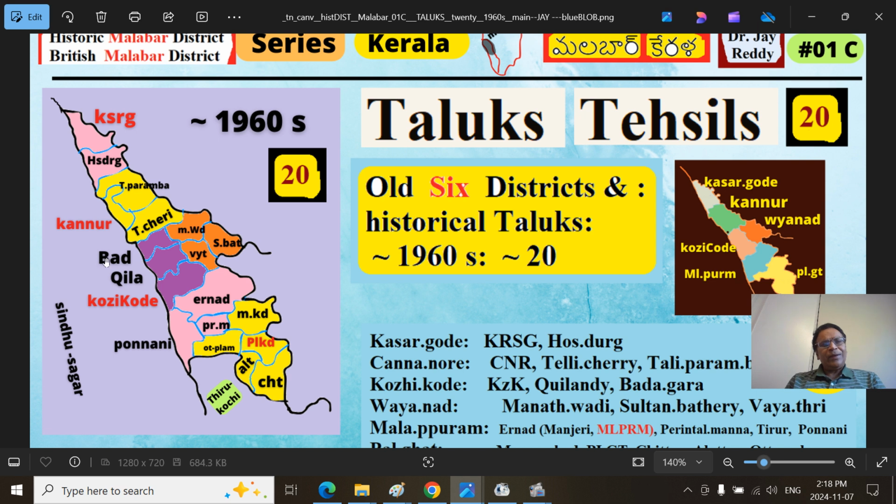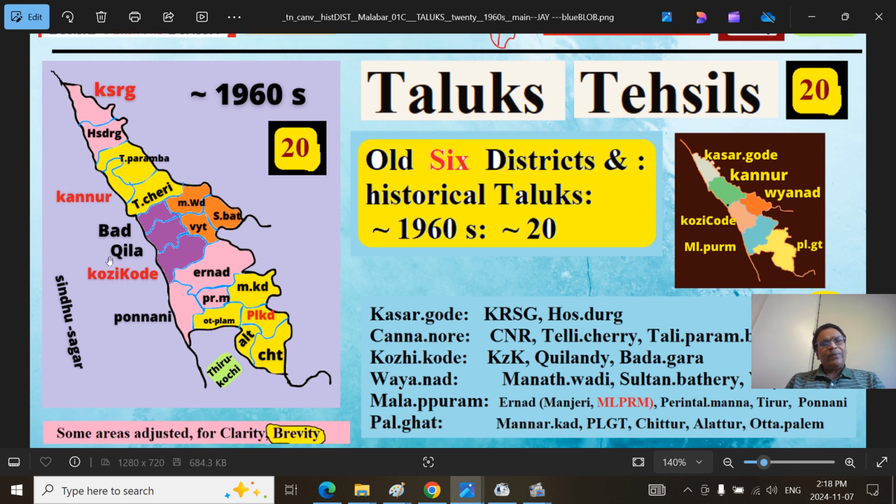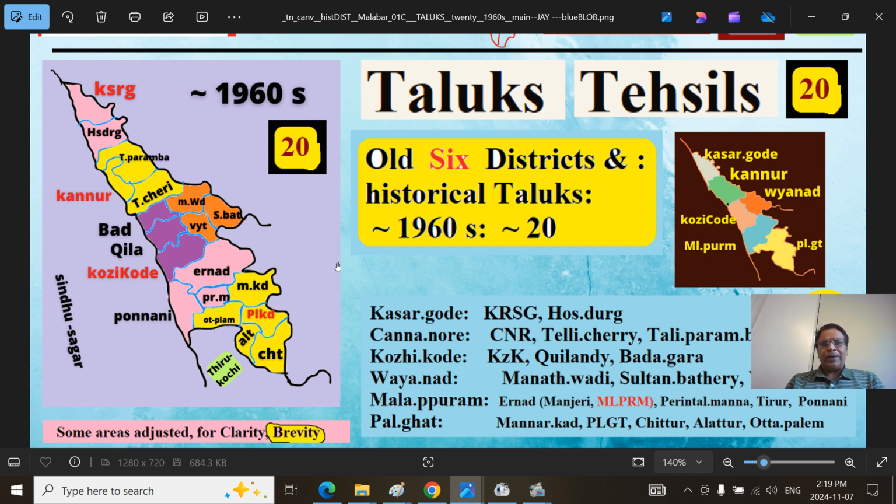That is nothing but Badagara or Vadagara region. Quilandy, of course, this is the Kozhikode, Calicut, that used to be the headquarters of a very prominent trading kingdom for centuries, from 1300 to around 1760s, 500-600 years. That was annexed by Hyder Ali. So Calicut, Kozhikode, Zamorin Raja's headquarters, capital.